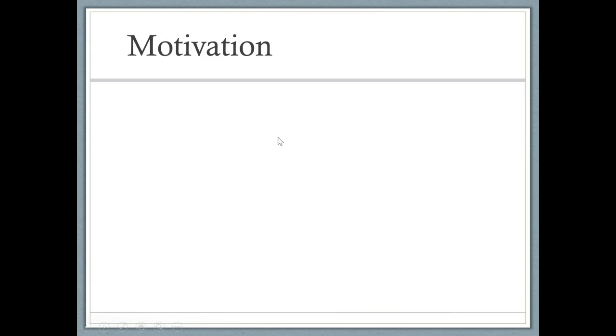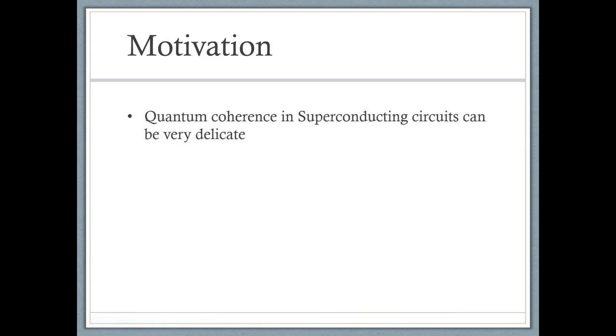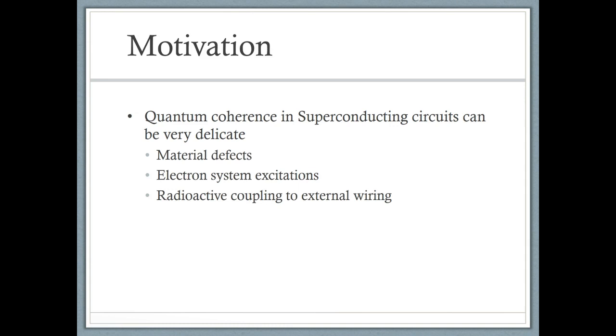So what exactly is the problem here? Quantum coherence in superconducting circuits can be very delicate. There are a number of factors that could affect quantum coherence. Firstly, material defects. The qubit could be easily coupled to the defects in the material and would thus result in decoherence. And second, electron system excitations.